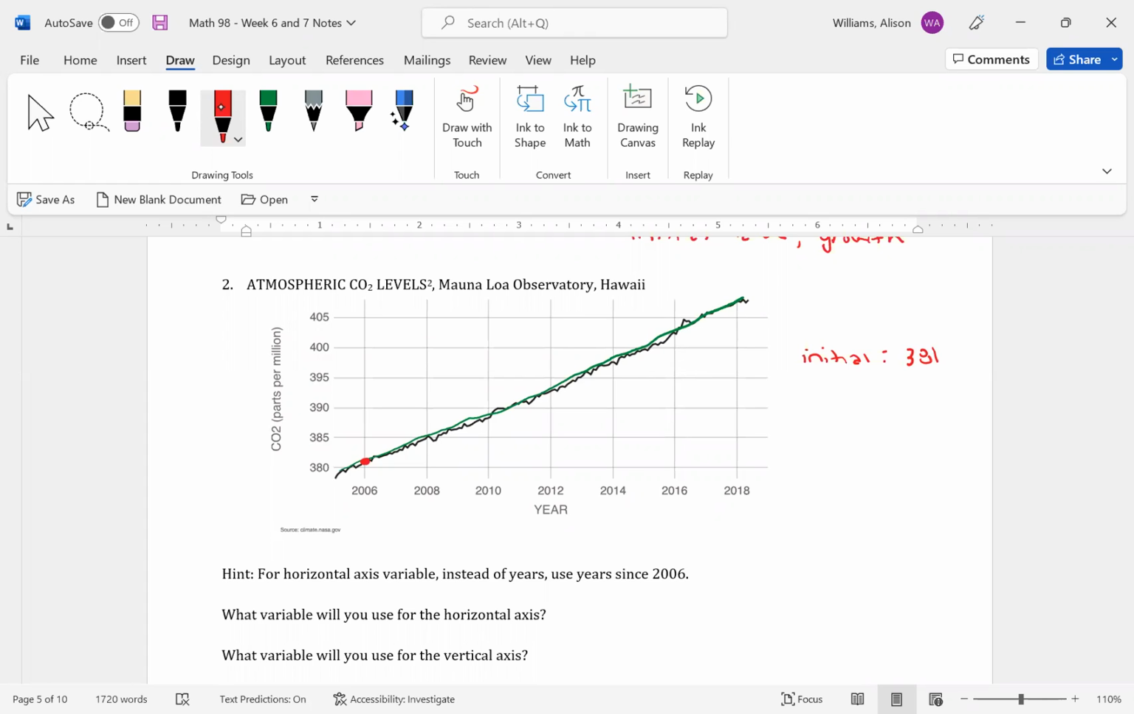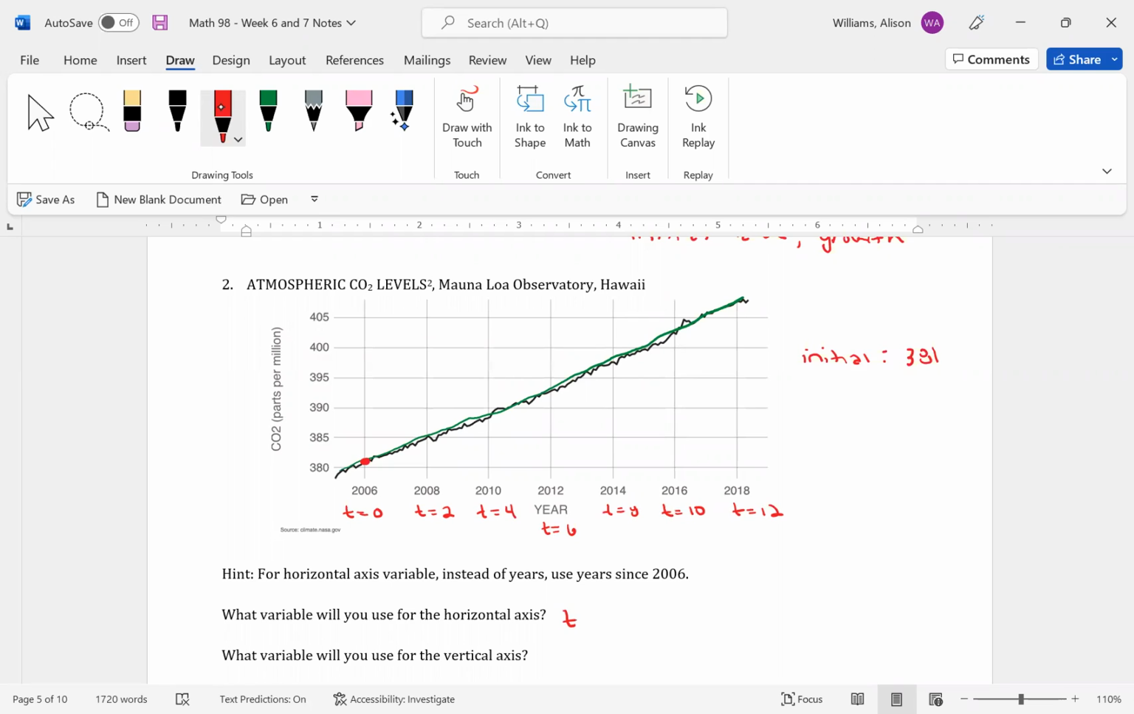Okay, since that's our initial value, this would be t equals 0. I'm going to use t as our variable, and t equals 0 is starting in 2006. So 2008 would be t equals 2, then t equals 4. This would be 6 years later, 8 years after 2006, 10 years after 2006, and 12 years after 2006. Those are the values I'm using for t here.